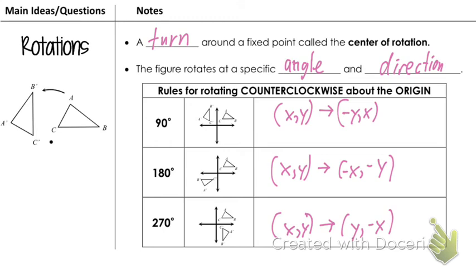For 270, the x stays positive, so what ends up in the x spot stays positive, even though it's the y values. What ends up in the x spot is positive, and what ends up in the y spot is negative. Okay? So it's about what ends up there ends up being this value.